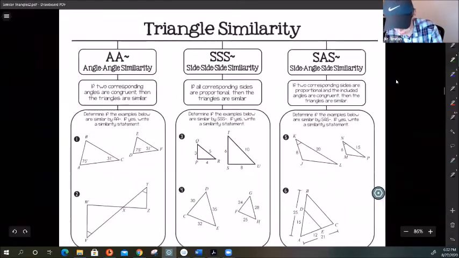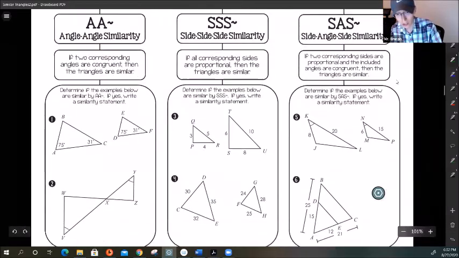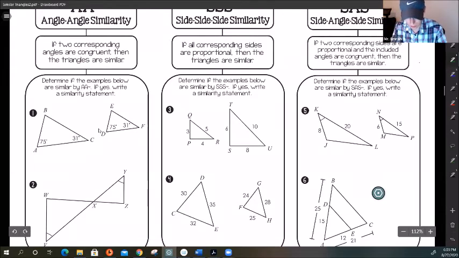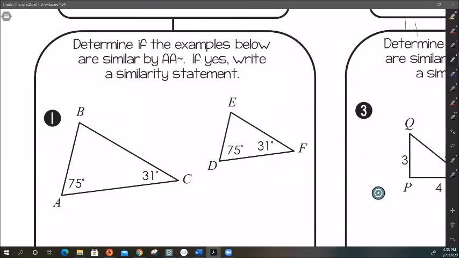So we will have some ways of justifying the similarity. In any triangles, if two corresponding angles are congruent, then the triangles are similar. If you see any two angles that have equal measure, then those two triangles are similar. So are these two triangles similar? Let's check it. Yes. They are, right? Because two of the angles have the same measures.